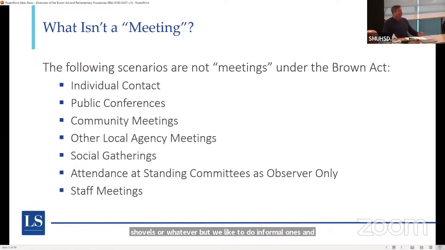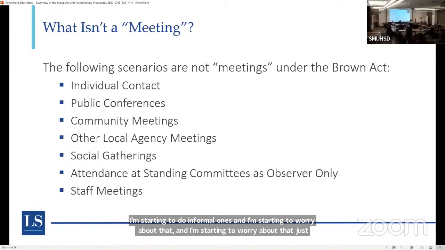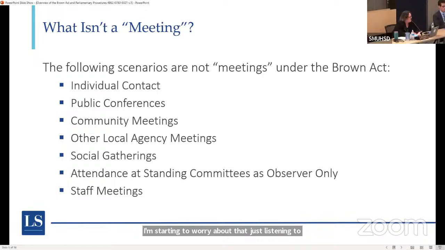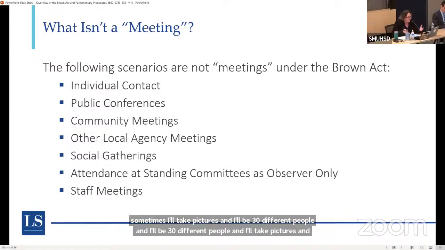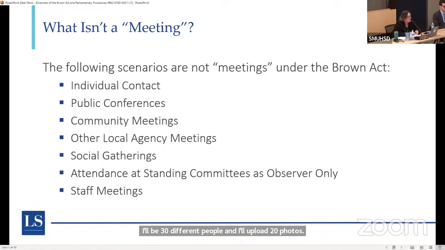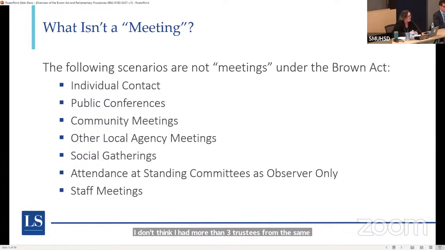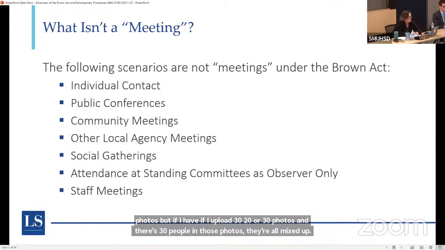Yeah, I haven't worried about those optics because sometimes I'll take pictures and it'll be 30 different people and I'll upload 20 photos. So I don't know if I have 3 trustees from the same school district in one photo, but within the 30 photos, if you look at the last event I had, the last 3 events, I don't think I had more than 3 trustees from the same district in the same photo. If I upload 20 or 30 photos and there's 30 people in those photos, they're all mixed up. I mean, if somebody wants to come to the meeting and hang out to see what we're discussing, they're more than welcome to do that, you know?